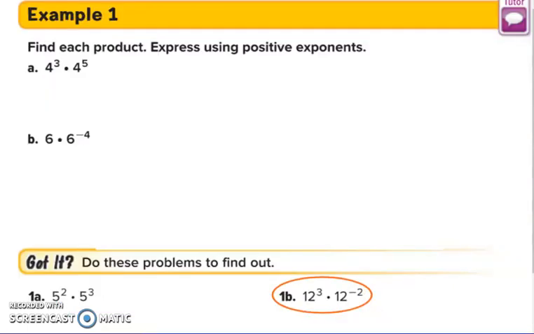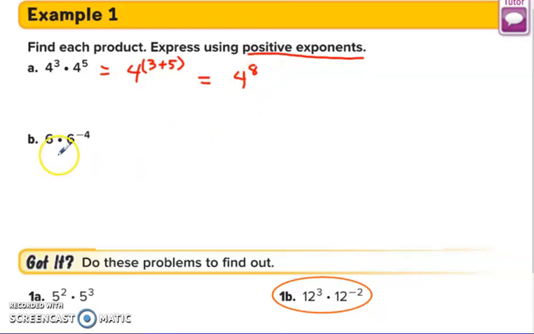Okay, let's practice some of these. Right here we've got find each product. We've got the same base, so that's the important part. So we're just going to go 4 to the 3 plus 5. That's really what's happening up there. And so that's going to equal 4 to the 8th power. Now it says express this with a positive exponent. We've got it right there, positive 8.